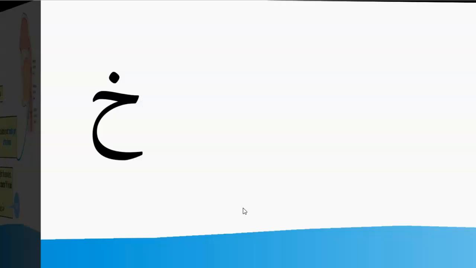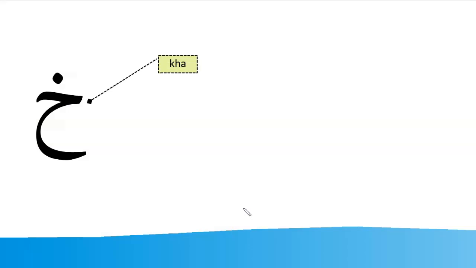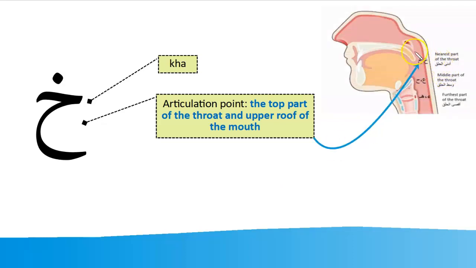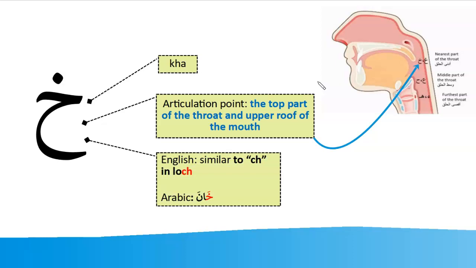Up next is this called kha. Kha comes from the top part of the throat and the upper roof of the mouth, like so. It's the third letter we're treating from the throat letters, and it comes from the uppermost part of the throat. We don't have a similar letter in the English language, but in Arabic we say khana. Khana is a verb. It means to betray. He betrayed someone.